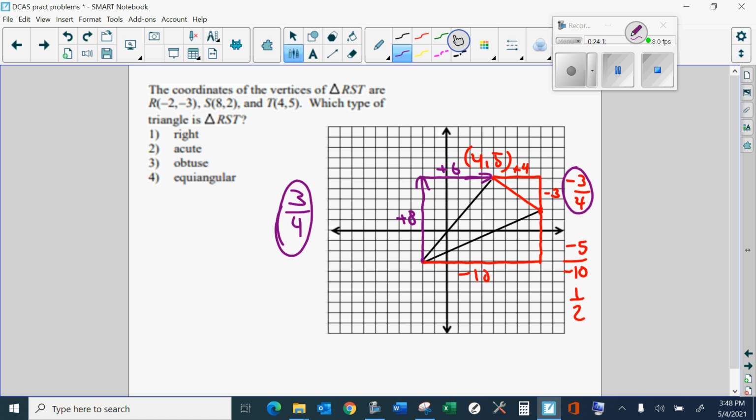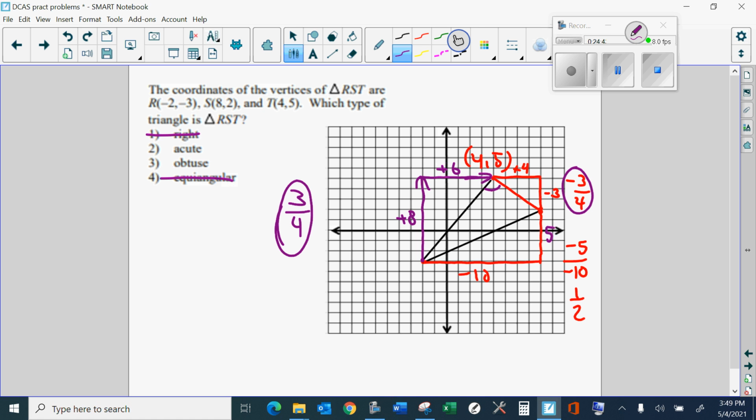Okay. So now I have to look at which one's the longest, so I can use the Pythagorean theorem. 1, 2, 3, 4, 5. Okay, Pythagorean theorem to get these side lengths. I mean, it looks like it's going to be obtuse. It's not equiangular, because that means it's equilateral. It's not right. We just saw that the slopes are not negative reciprocals. It looks obtuse, but we need to go ahead and confirm it.